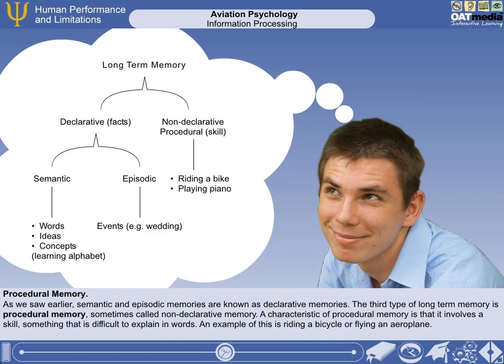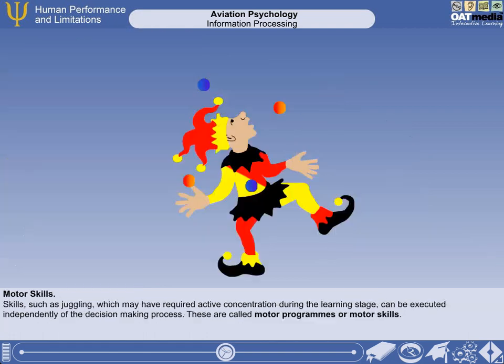As we saw earlier, semantic and episodic memories are known as declarative memories. The third type of long-term memory is procedural memory, sometimes called non-declarative memory. A characteristic of procedural memory is that it involves a skill, something that is difficult to explain in words. An example of this is riding a bicycle or flying an aeroplane. Skills such as juggling, which may have required active concentration during the learning stage, can be executed independently of the decision-making process. These are called motor programs or motor skills.